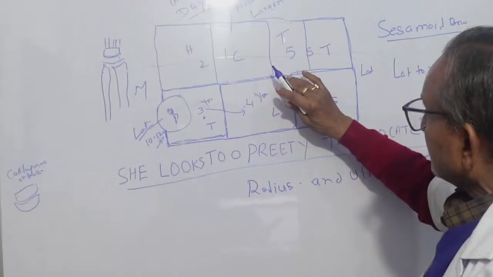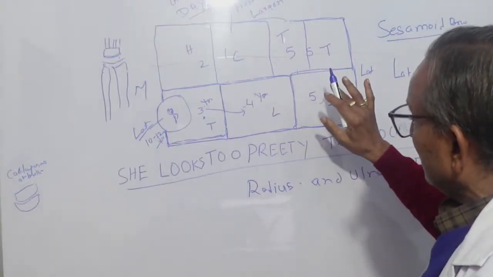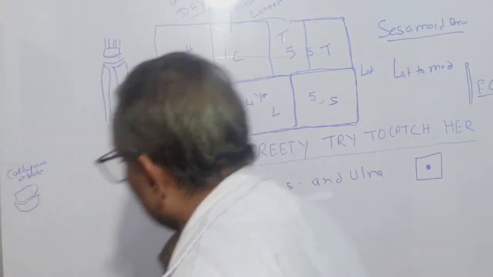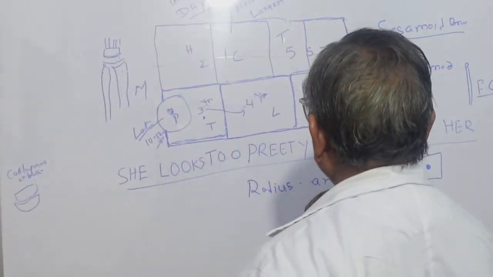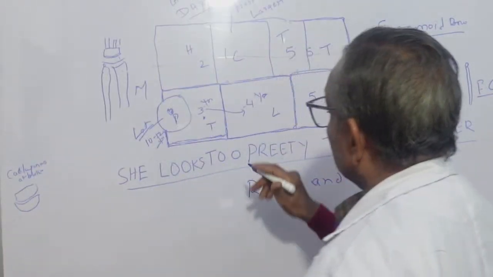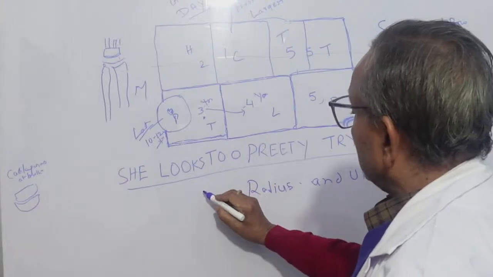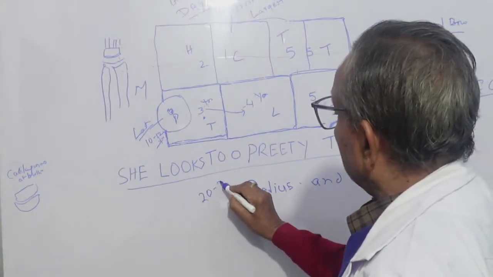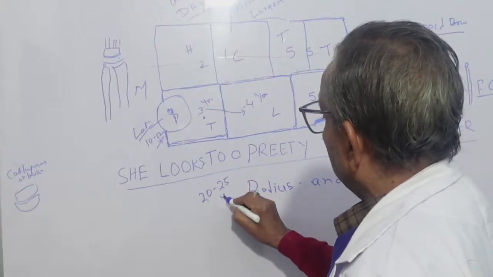Therefore, by this you can determine the age of the child. Age of the child can be determined by seeing the ossification center. All these ossification centers fuse and are complete at the age of 20 to 25 years of age.